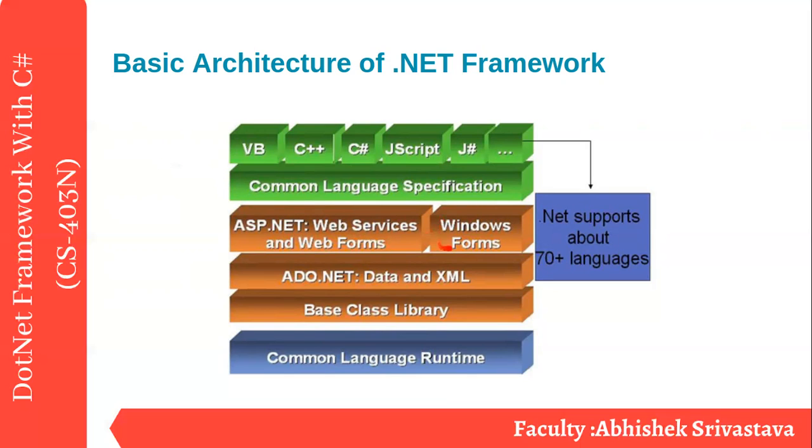Then we have Windows Form in this layer, as we can see over here. Then we have ADO.NET, a very important thing, ADO data and XML. For any technology, and .NET is a technology, the database component is very important. Just like JDBC in Java, in the same way in .NET we have ADO.NET, ActiveX Data Object. Its full form is ActiveX Data Object.